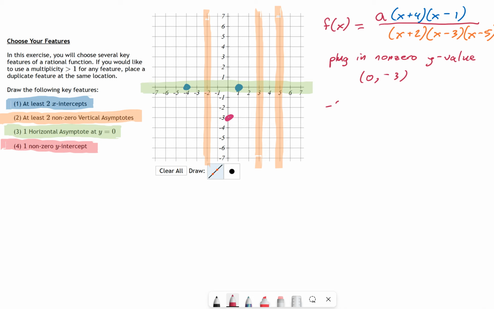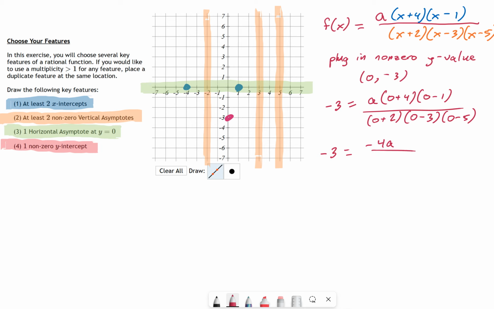So what that means is -3 equals a times 0 plus 4 times 0 minus 1 divided by 0 plus 2, 0 minus 3, 0 minus 5. Okay, now who knows if this is going to work out nicely? Sometimes it doesn't. But on top, we're going to have -4a. All right, on bottom, we're going to have 1530. I think that works out to 30. Okay, that's fine. That's a big number.